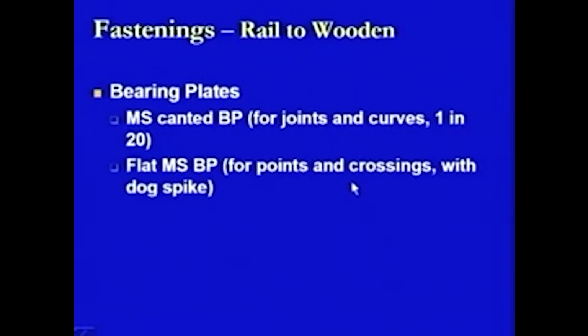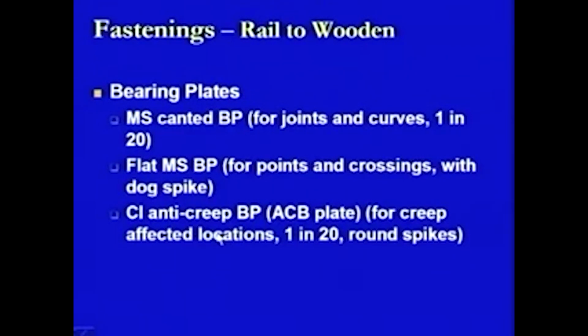Then there is another category, that is the flat mild steel bearing plate. These are provided for points and crossings where the turning of the track is allowed, and they are provided with dog spikes. Then there is the cast iron anti creep bearing plate, also termed as the ACB plate, and this is provided at all those locations where creep is a possibility. Again, in these cases, the 1 in 20 slope is provided at the bottom, so as to seat the rail section, and round spikes are used in this case instead of the dog spikes.